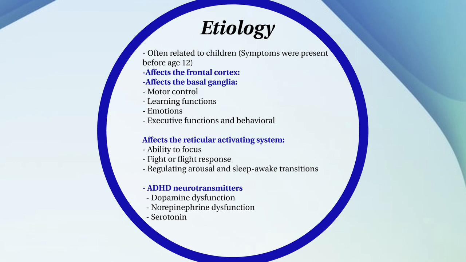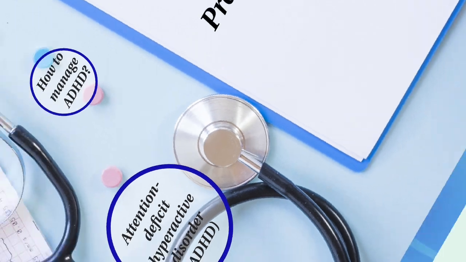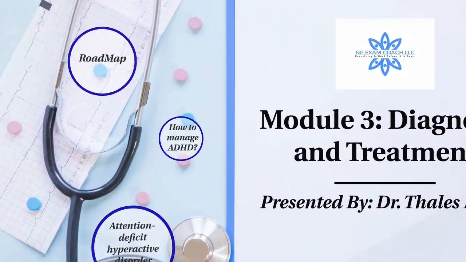You should get those questions correct if they come up on your test, along with ADHD neurotransmitters, right? The neurotransmitters involved. There are three of them: dopamine, norepinephrine, and serotonin. ADHD neurotransmitters are dopamine, norepinephrine, and serotonin. Do not forget this information. It's important to you, and you may see this information again.